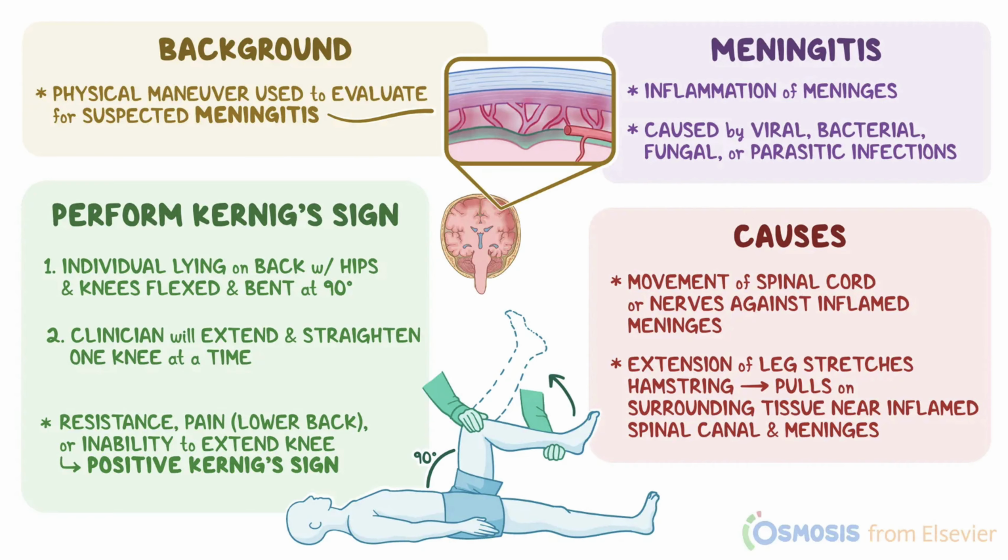You've got the patient lying on their back again, and then you take one leg at a time and bring it up. The knee is bent at a 90-degree angle, and as you go to straighten that knee, the patient is going to complain of some severe lower back pain and have an inability to extend that knee. They'll actually fight you on it. So if they're fighting you on it, they've got lower back pain. With that, that's a positive Kernig sign.